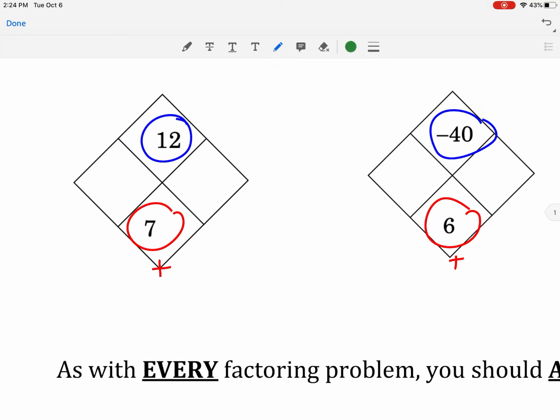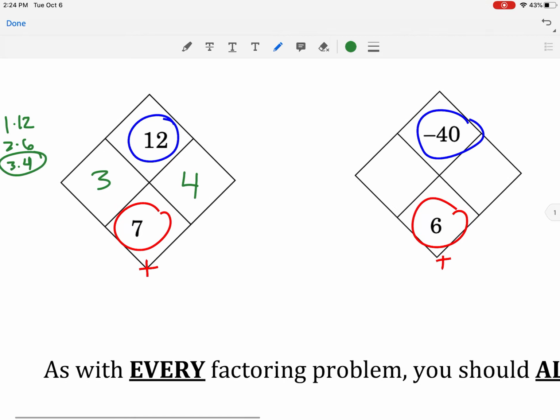So let's say 12. What are some numbers that multiply to be 12? I know I have 1 times 12, I know I have 2 times 6, I have 3 times 4, but which pair is the right pair? Because I need the pair that multiplies to be 12, but they also have to add together to be the bottom number, to be 7. So this time, 3 and 4 are the numbers that we need.